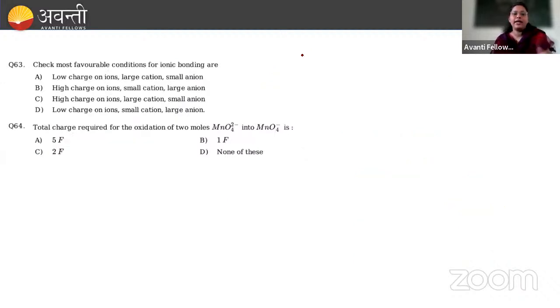Next problem. Check the most probable condition for ionic bonding. You know Fajan's rule. What is Fajan's rule? It says that if the given ions have low charge, a large cation and a small anion, then good ionic bonding will be present in the given molecule. So option A is the correct answer here: low charge on ions, large cation and small anion for ionic bonding in terms of Fajan's rule.